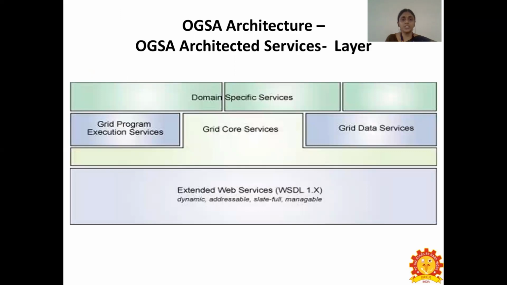And here is the OGSA architected services layer diagram. So where we have the extended web services, which is in the form of WSDL, which is dynamic, addressable, stateful, and manageable. And we have grid program execution services and grid core services and grid data services, which all are related to the domain specific services.